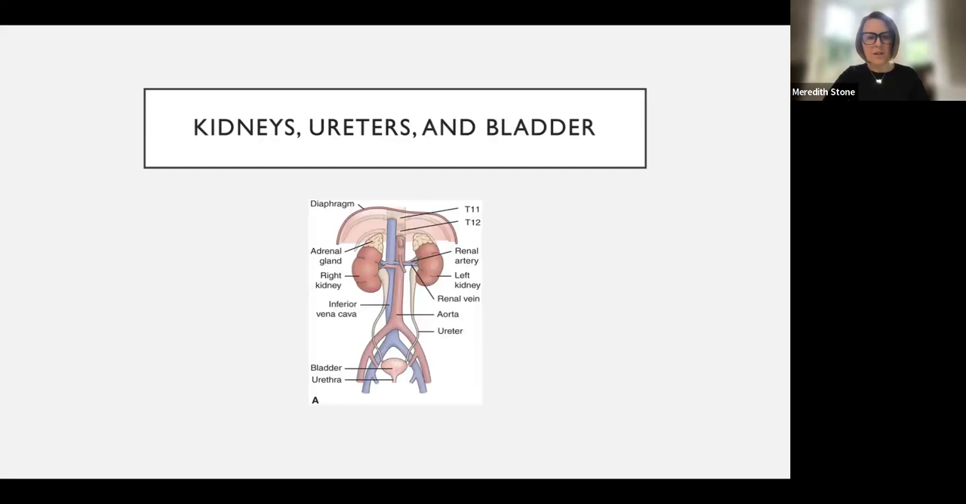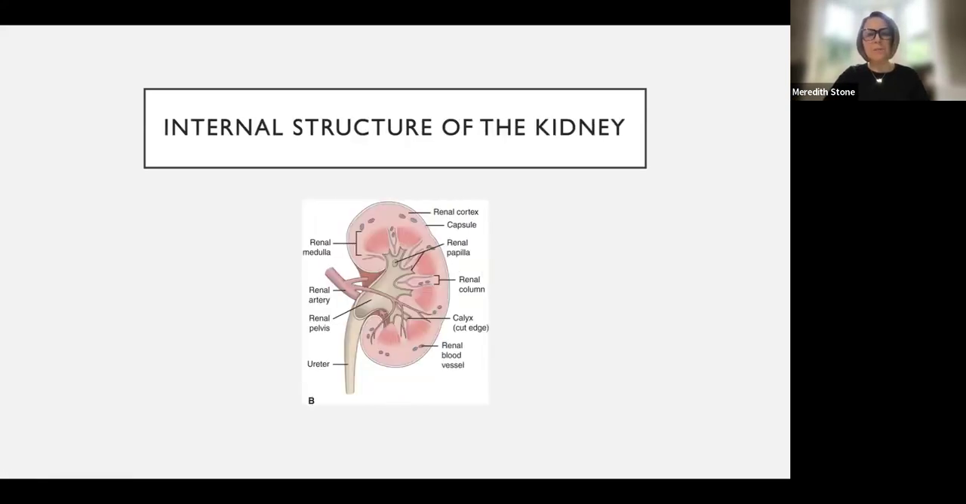All right, and here's just that picture that I was talking about, right? And you can see, we're going to talk about the upper and lower genitourinary system today, where we have our kidneys, the ureters, okay, right? And they are connected to the bladder, and then the urethra is the outlet, okay? And that's what we're going to be talking about today.